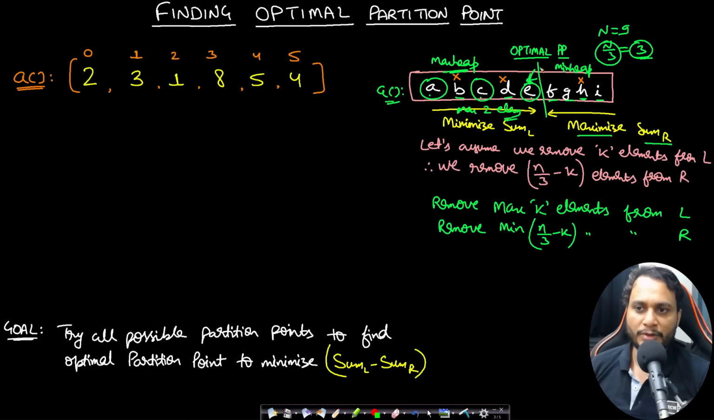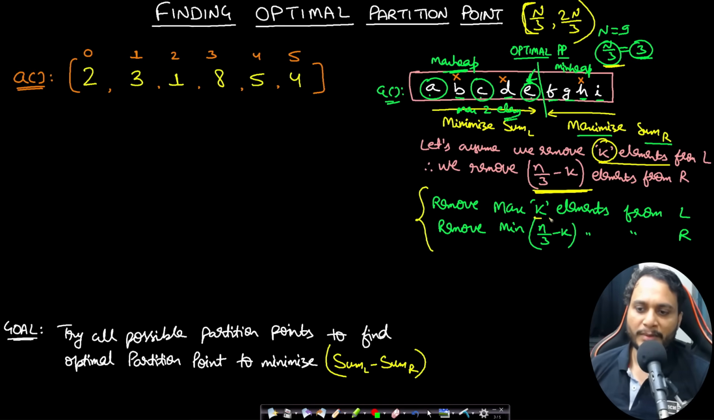But we will not just be doing for this partition point, right? The partition point will range from n by 3 index to 2n by 3, but not including 2n by 3 and including n by 3, right? We have to try all the possible partition points. So if we assume that we remove k elements from the left side, then n by 3 minus k elements will be removed from the right side, so that overall we end up removing k plus n by 3 minus k, which is n by 3 elements, because we have to remove exactly n by 3 elements.